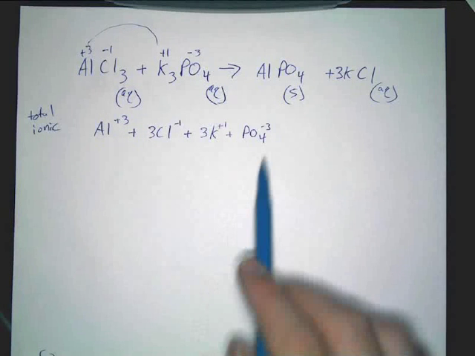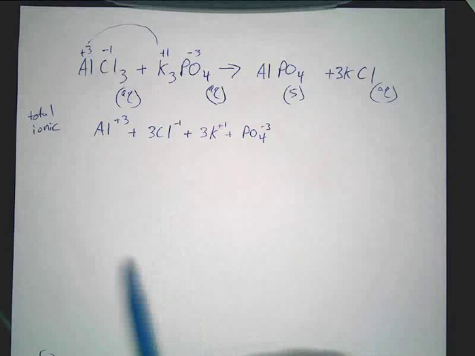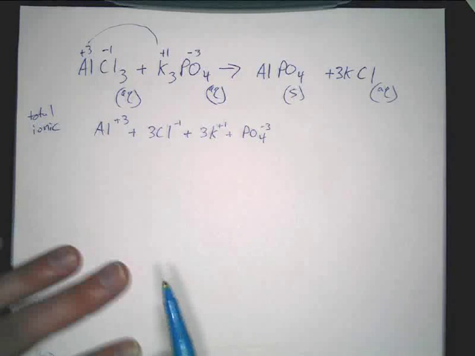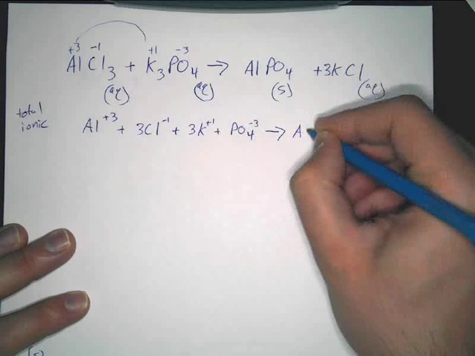Now, remember, that 4 stays part of PO4, of phosphate, because phosphate is a polyatomic ion. That's its molecule. It does not change. So keep going.